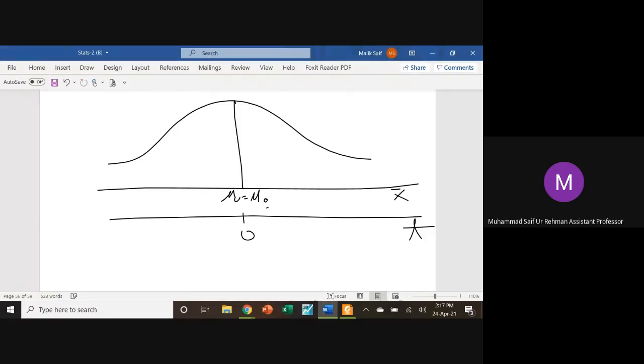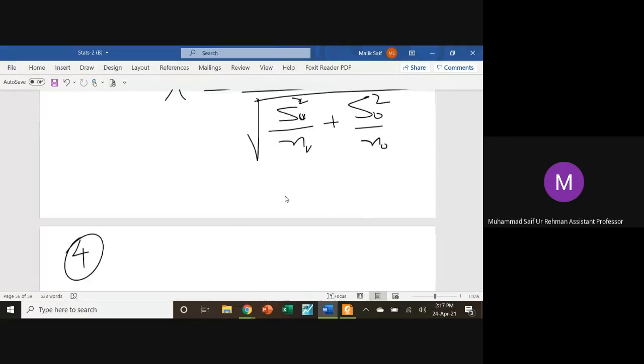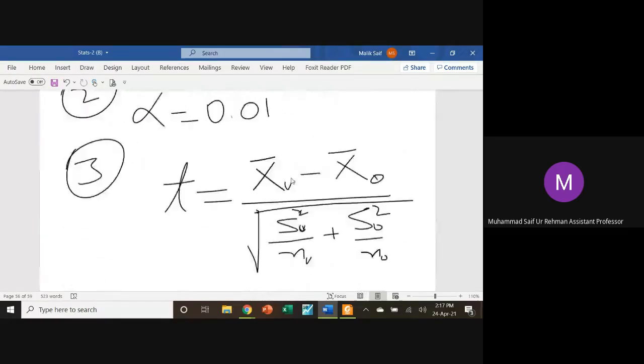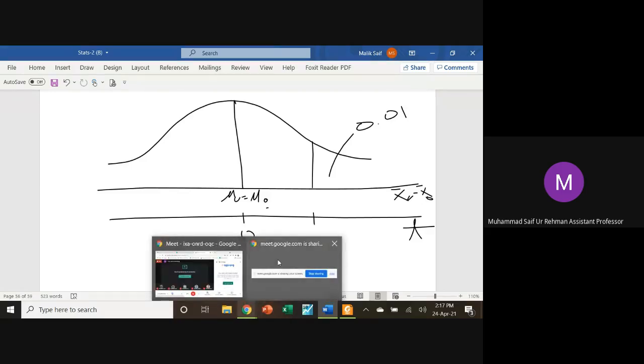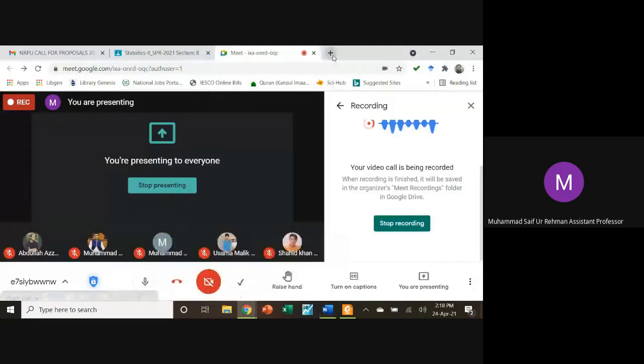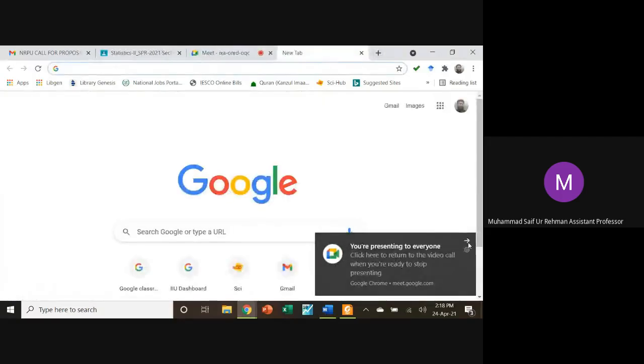This is x u minus x bar o, this scale. Okay, so then you will see the kink. This is to the right side. So the tail will be to the right side of the distribution. I mean, the tail will be to this side. So 0.01. And against this, you have to find out the critical value that will help you in determining beyond which value you would reject the null hypothesis.